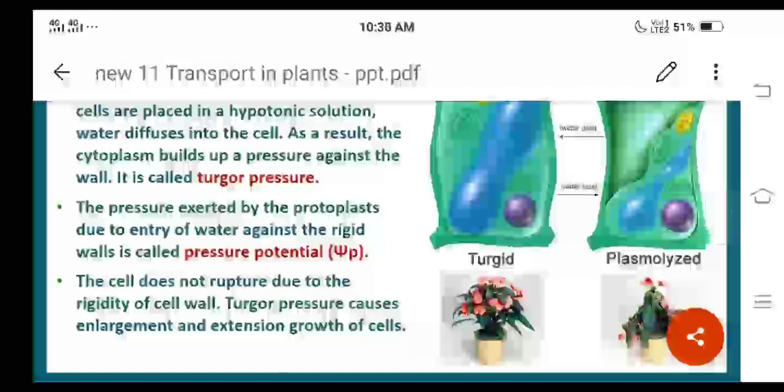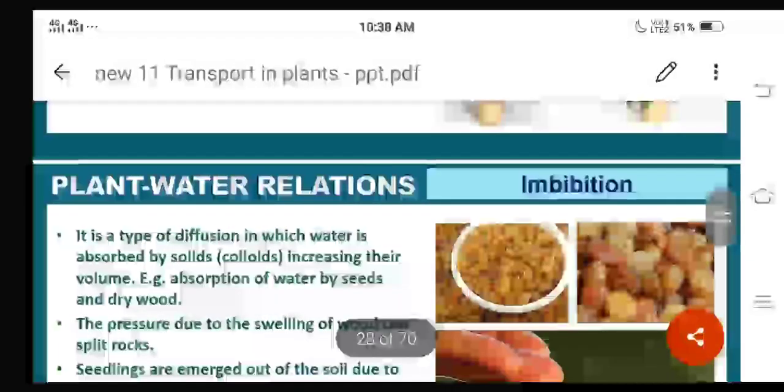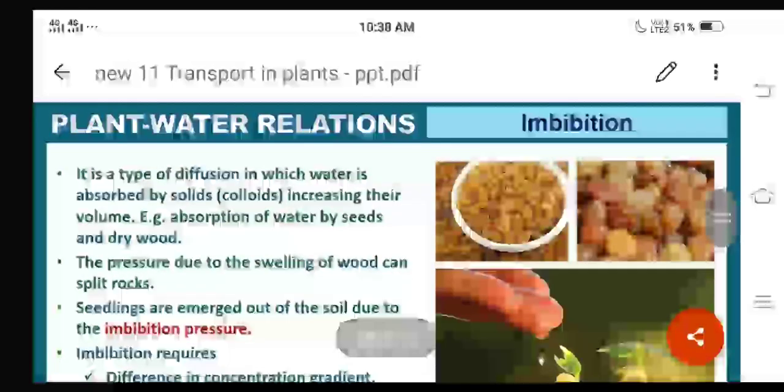And one more concept is there. It is nothing but imbibition. What is imbibition here? It is a type of diffusion, or we can mention it as a special type of diffusion in which water is absorbed by solids or colloids, increasing their volume. This is called imbibition, right?